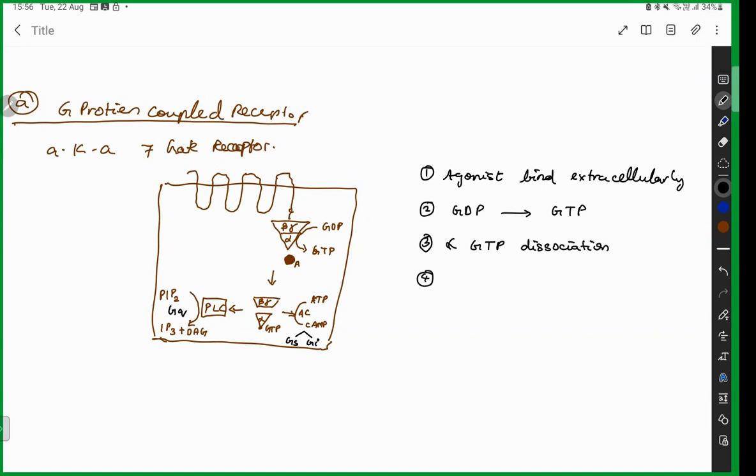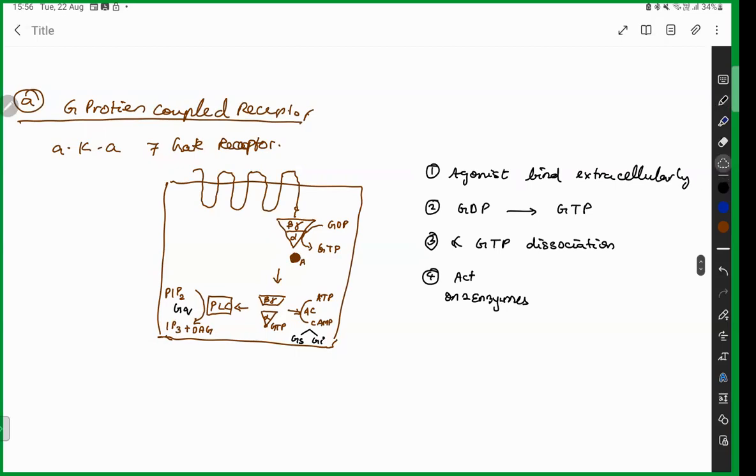And number 4, what happens? It is going to act on 2 enzymes. What are the 2 enzymes it is going to act on? Can someone put in the chat box? Number 1, it is going to act on adenyl cyclase. Adenyl cyclase என்ன பண்ணுது?